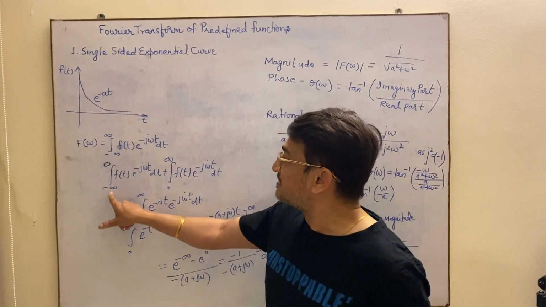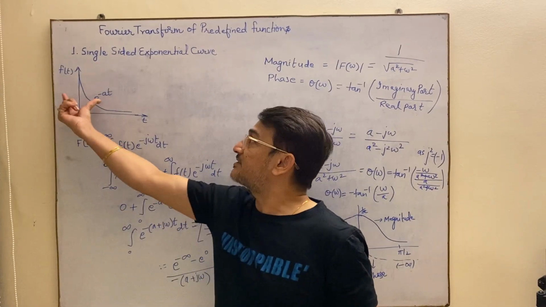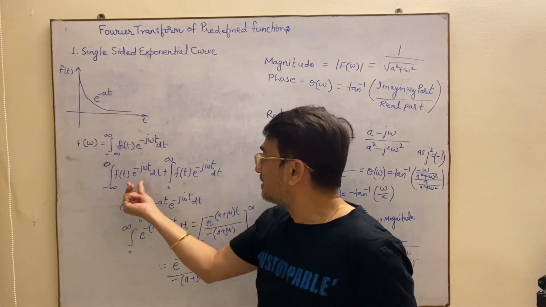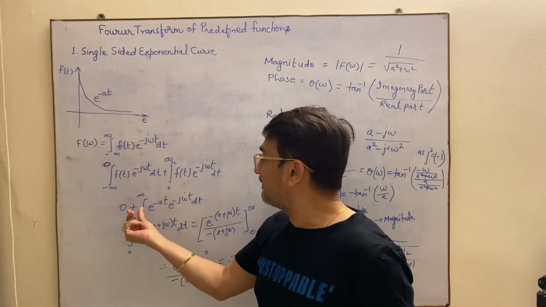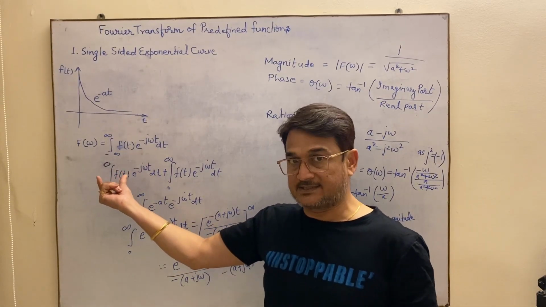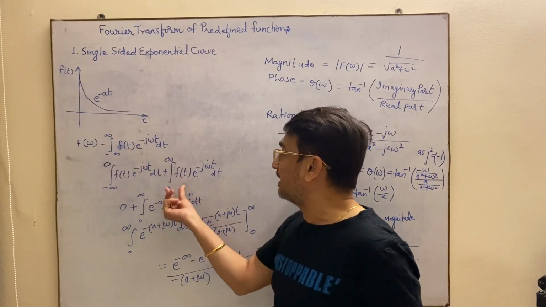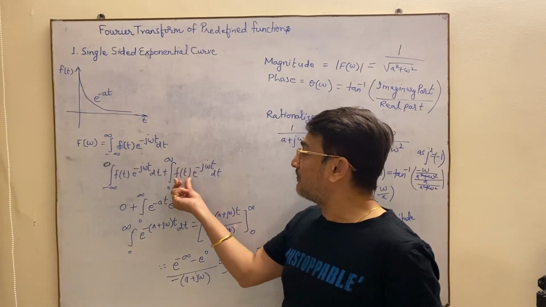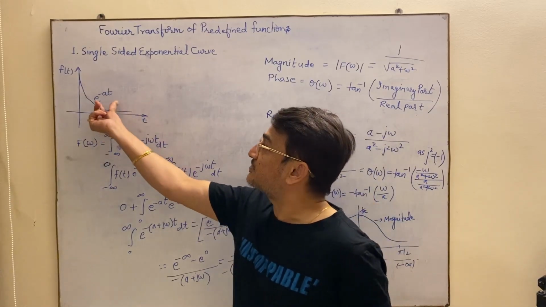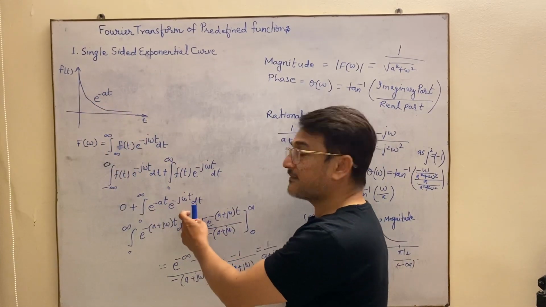Now from minus infinity to 0, that means this negative side, what is the function? It is nothing but 0. So in place of f(t) we will write 0, so this part will not exist. The only existing part is from 0 to infinity. So from 0 to infinity, what is the function f(t)? It is e raised to the power minus at. So in place of f(t), we will write e raised to the power minus at.